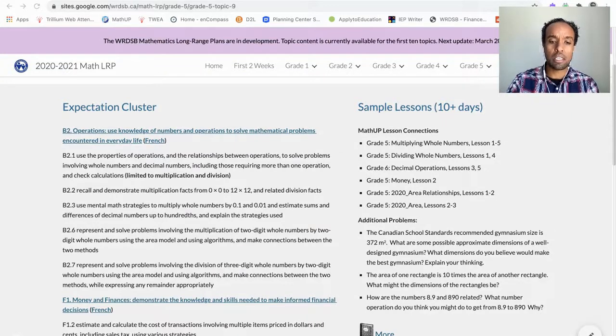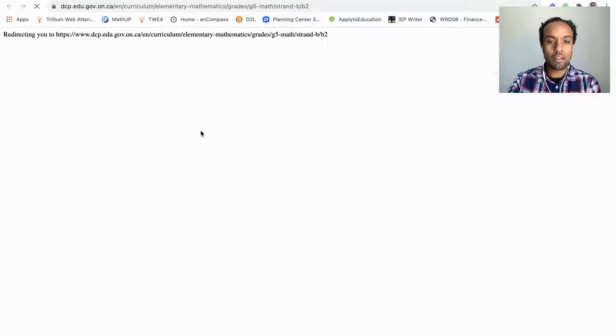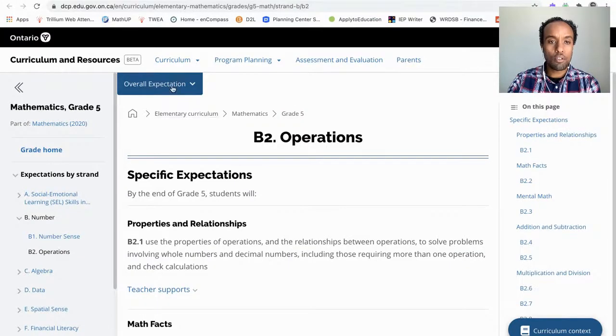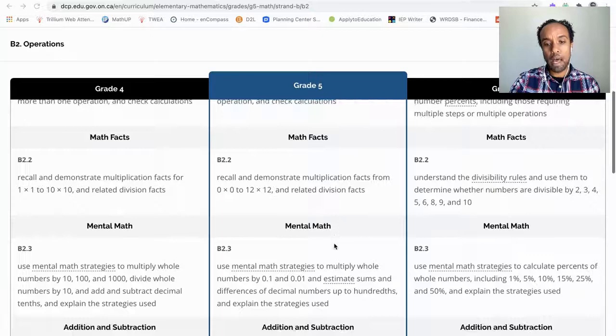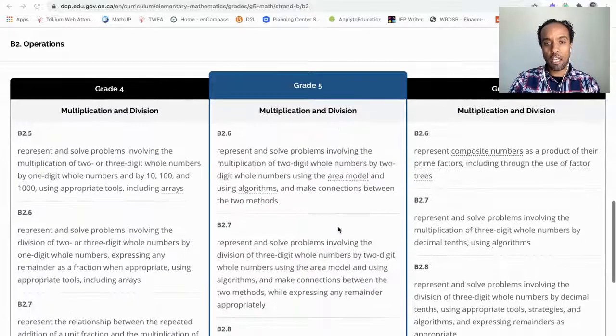Let's see what insights we can glean from the curriculum site. Here, we're going to click on the link there for B2, and we're going to click Compare Grades. When we click Compare Grades, this is a great way of seeing how students progress from 4, 5, and 6. It's a good way of being aware of where students are coming from potentially and where they need to go. We'll be specifically looking at properties and relationships here, math facts, mental math, and multiplication and division.